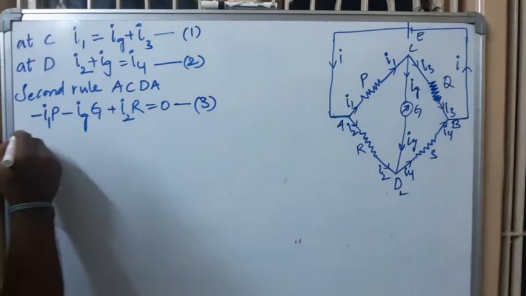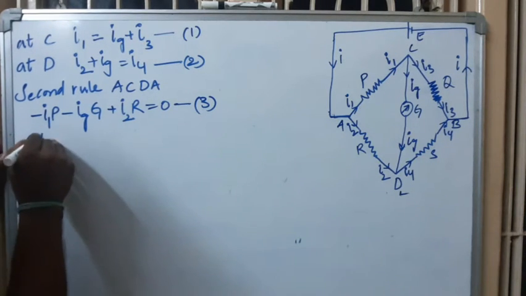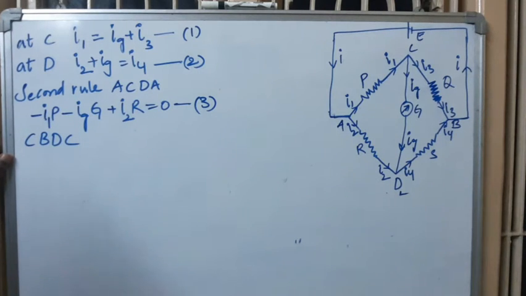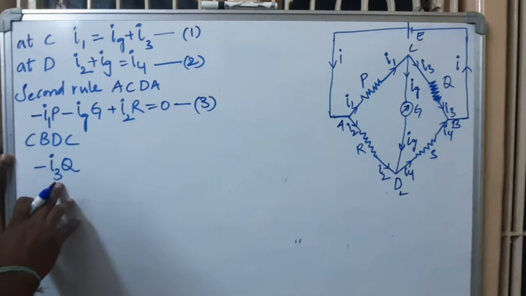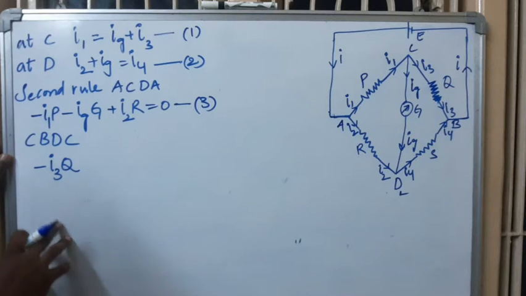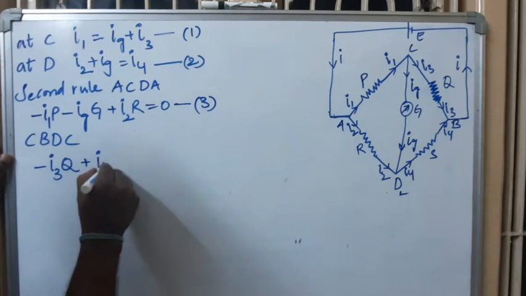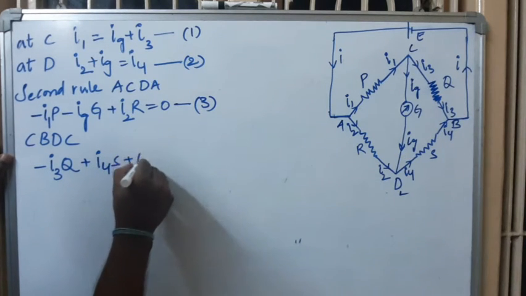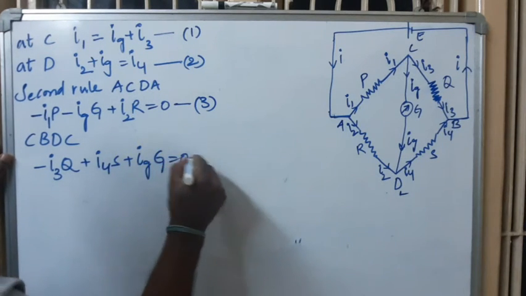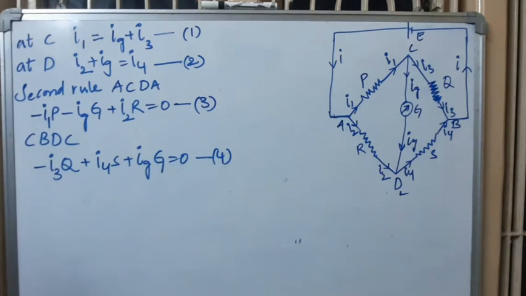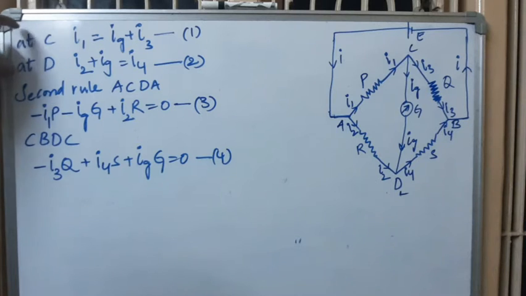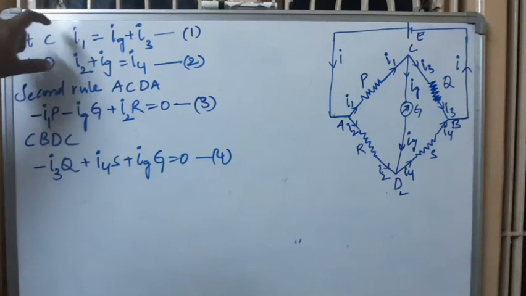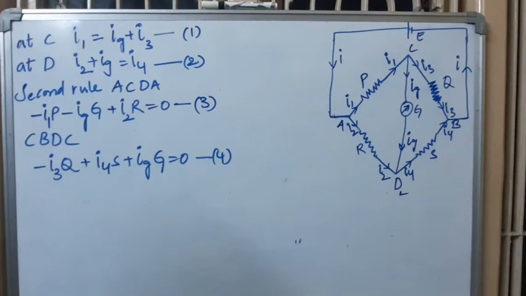Now from the loop CBDC, we get minus I3Q plus I4S plus IgG is equal to 0. If you go through the circuit, you will get a clear idea. This will be equation 4. These two equations we got by applying the second rule of Kirchhoff law, and the other two equations we got by applying Kirchhoff's first rule. This is about the junction rule and this is about the loop rule.